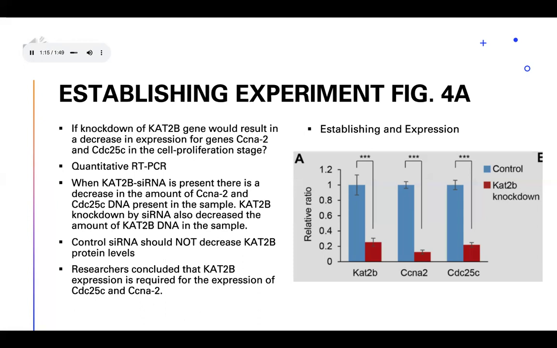One being, since the addition of the inhibitor CAT2B led to a decrease in the amount of CDC25C DNA and CCNA2 DNA produced by the PCR machine, the researchers could conclude that CAT2B expression is required for the expression of CDC25C and CCNA2. Having less DNA product at a certain time meant there was a smaller initial amount of mRNA present in the sample. It was evident that CAT2B inhibition resulted in smaller levels of CDC25C and CCNA2 expression. Figure 4A was classified as expression and establishing.